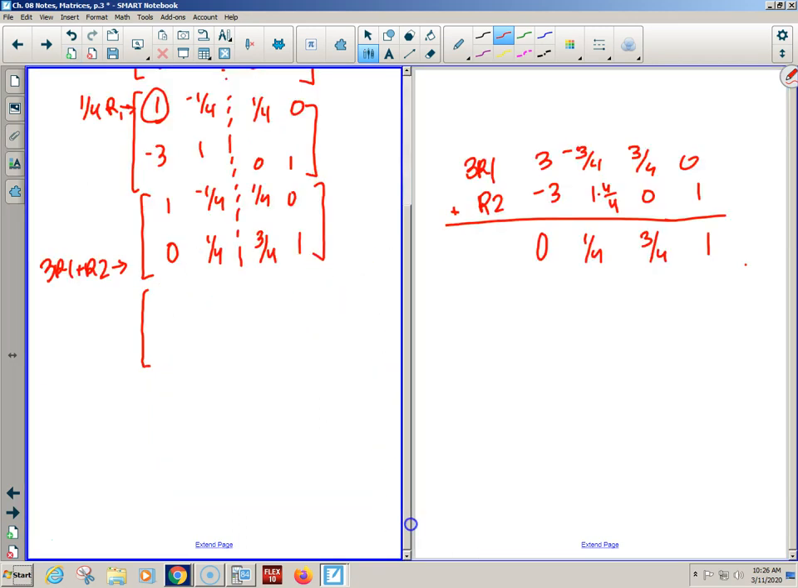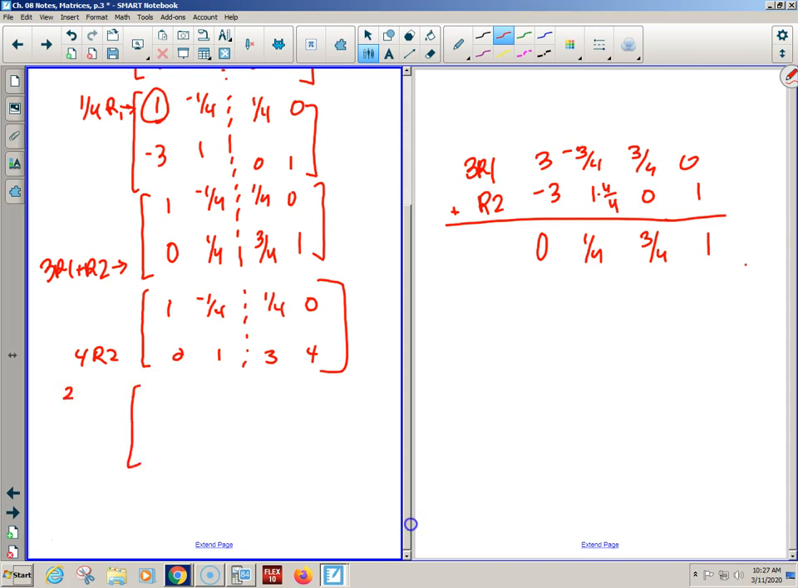Nathan, when you multiply by 4, what did you get in that bottom line? 0, 1, 3, and then 4. There you go. You multiply by the reciprocal, which is 4 over 1. So 4 times 0, 4 times 1, 4 times 3, 4 times 1. And now I'm almost all the way there, and my inverse has almost completely been built. But what's the last thing I need to do?